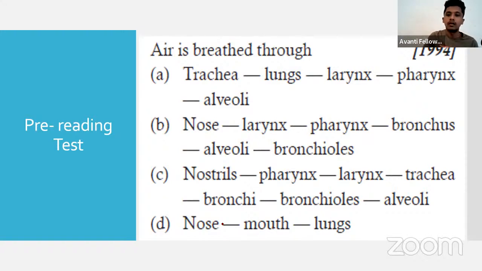It goes through the larynx and then it reaches trachea. From trachea, it goes to bronchi and bronchioles, and finally it reaches the alveoli. So the sequence correctly is given in option C. So we'll choose it as option C.